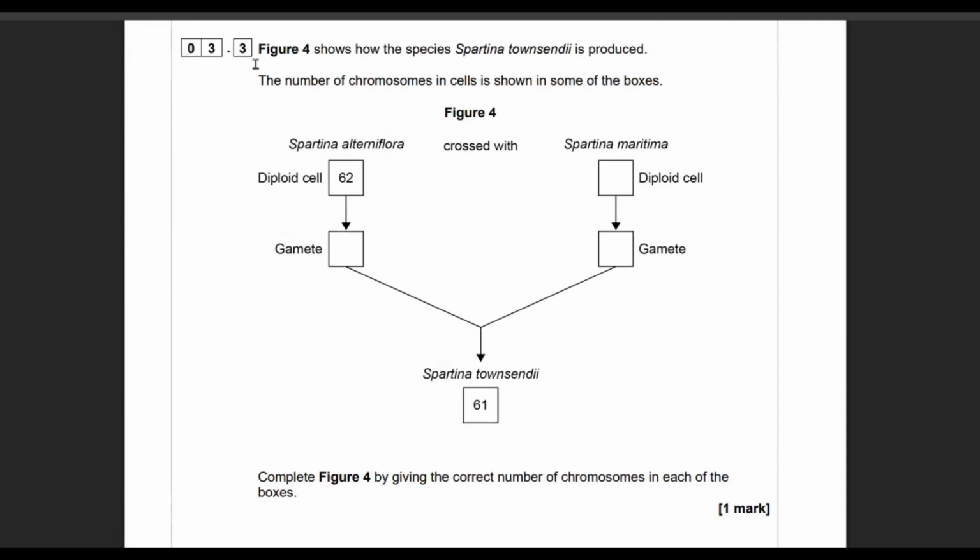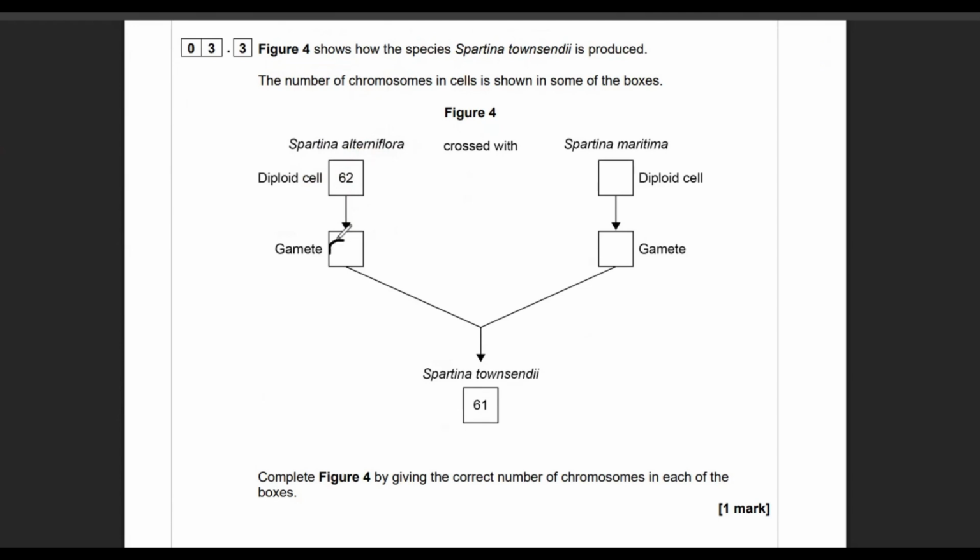All right, 3.3. Figure 4 shows how the species Spartina townsendi is produced. The number of chromosomes in the cell are shown in some of the boxes. So we've got the Spartina alterniflora. I can't really read this because I'm blind. So the diploid cell is 62.